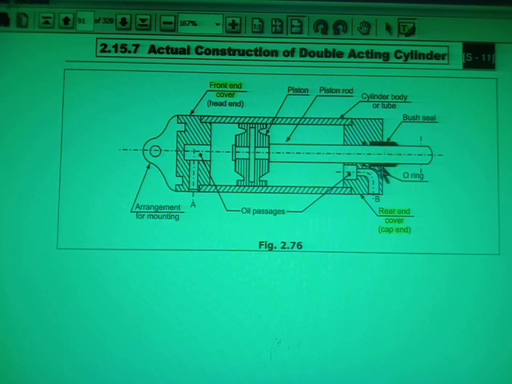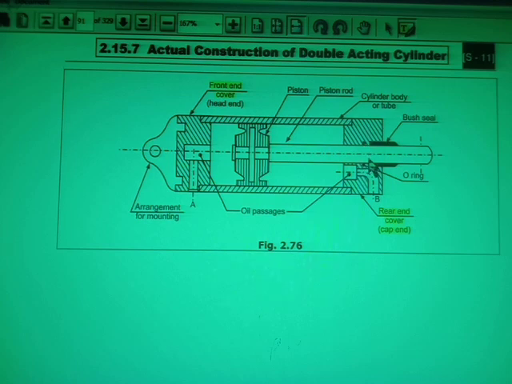The piston rod is provided into the bush. So the bushing will be provided, because due to continuous reciprocating motion there are chances of wear and tear, and therefore it is very costly to replace the complete cylinder body or the piston rod. Therefore whenever wear and tear takes place, we will replace this bush. So a bush is provided, and for avoiding the leakage, an O-ring is provided. This O-ring acts as a seal, so the oil does not leak from here.